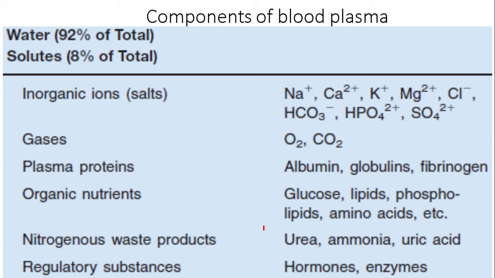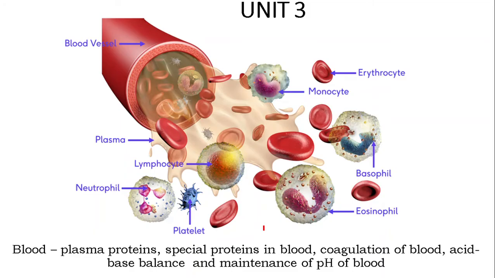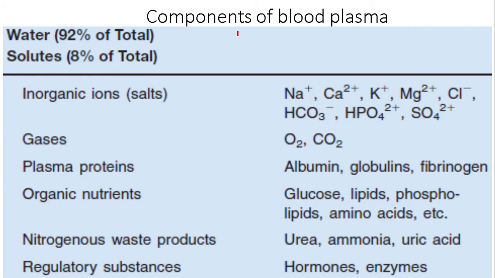What are the components of plasma? Actually, what is plasma? Plasma is the fluid portion of the blood. You see in this figure, the blood consists of plasma, the fluid portion, and also the formed elements. Formed elements are RBCs, WBCs, and the platelets. Plasma is the fluid portion. What is the composition of plasma? 92% of the plasma is made up of water, while the remaining 8% is solutes.